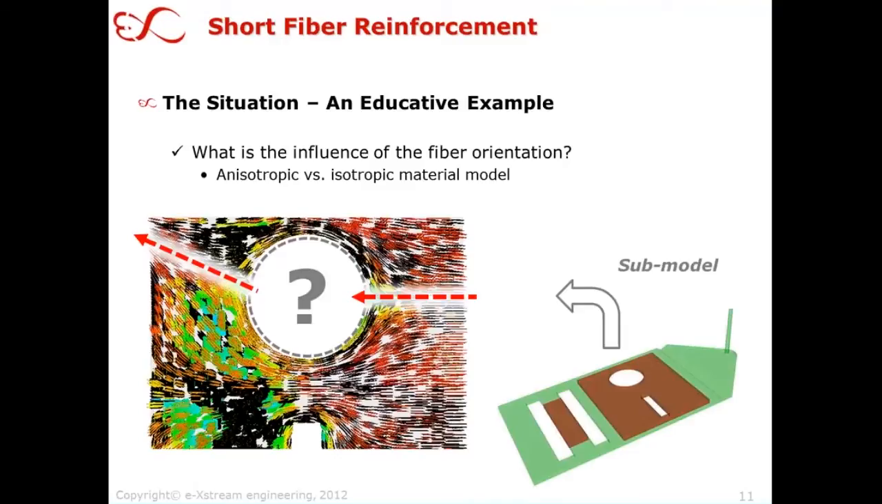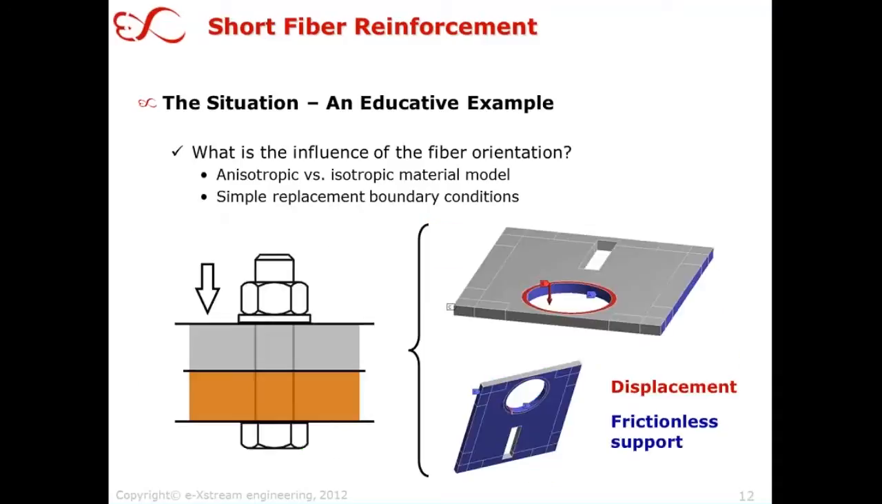in the first slide, and I just ask for a small submodel. So for this flow line situation, what would be now the effect of the anisotropic material model versus the isotropic material model as coming from some experimental measurements? And so what we will do is that we take this submodel and take a very typical situation.